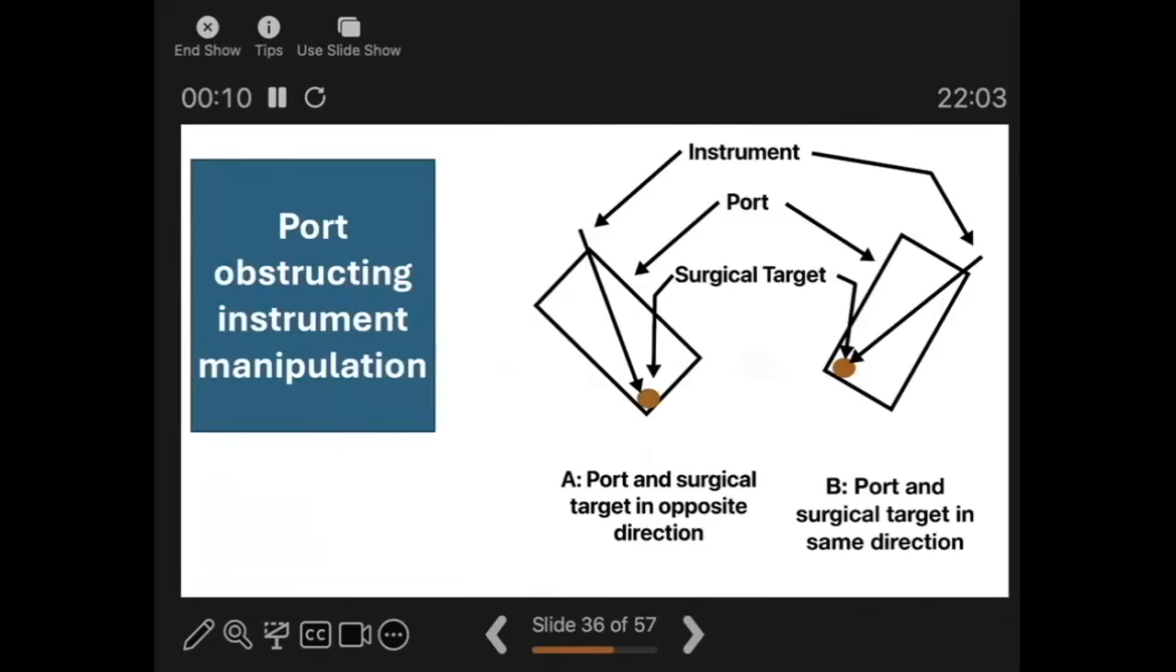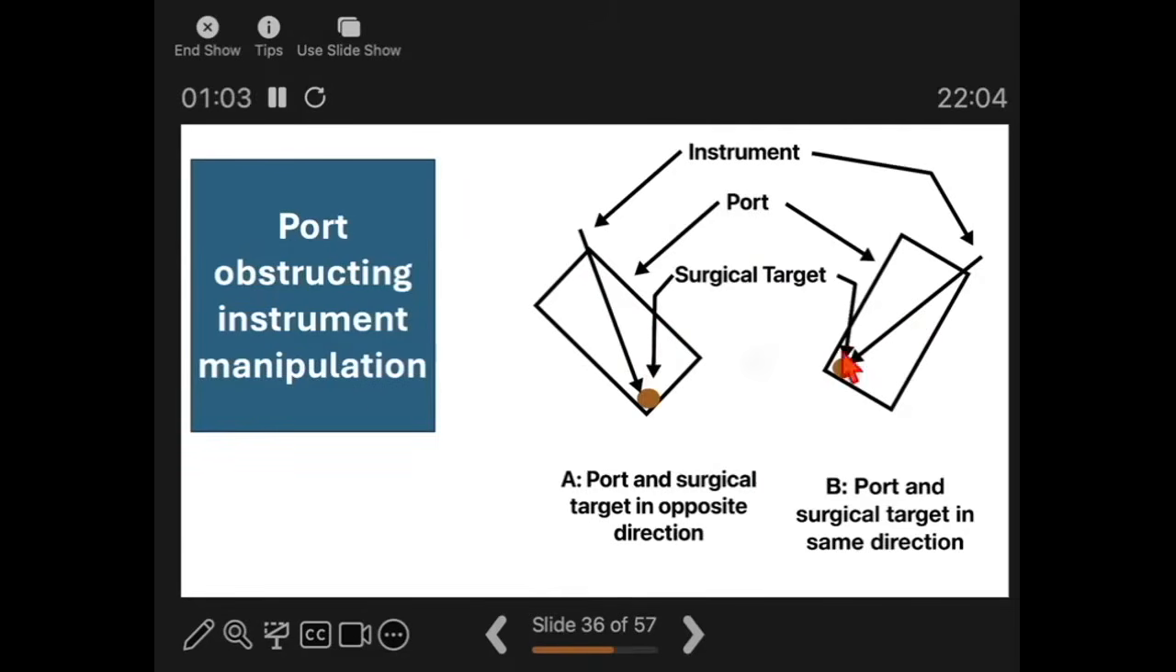This image shows that instrument manipulation becomes difficult when port and surgical target are aligned in the opposite direction. On the other hand, it becomes easy when both are aligned in the same direction. Here one can see that the surgical target area is on the left side, but the port is aligned towards the right side. So this causes sword effect, and there is a difficulty in manipulation of instruments in such situation.